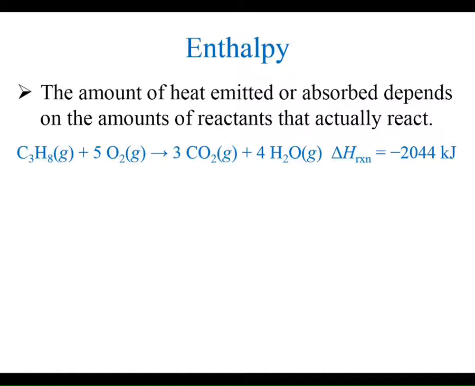So that value, that delta H, the enthalpy, the amount of heat, is for this equation as written. What I mean by that is every 1 mole of propane produces 2,044 kilojoules. Or every 5 moles of oxygen is 2,044 kilojoules. Or every 3 moles of carbon dioxide, every 4 moles of water. It's for this reaction. If I had 2 moles, I would get out twice the heat. Or if I had 5 moles, I would get out 5 times the heat. Are you with me? So it's for this reaction as written.